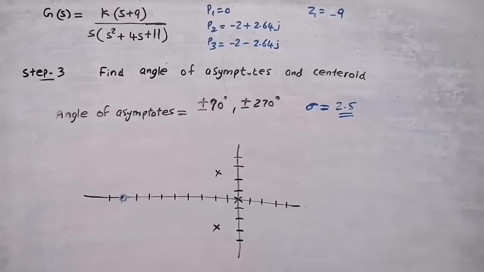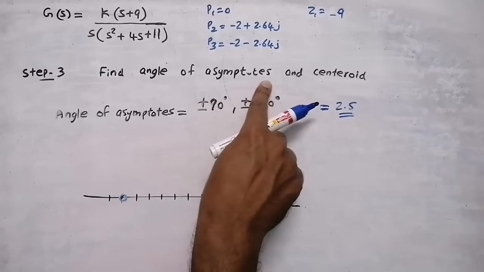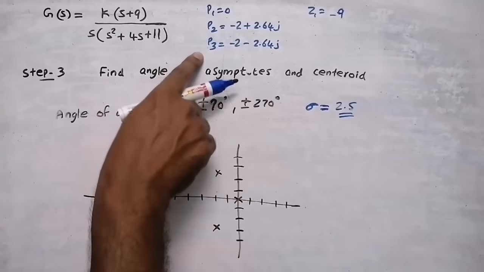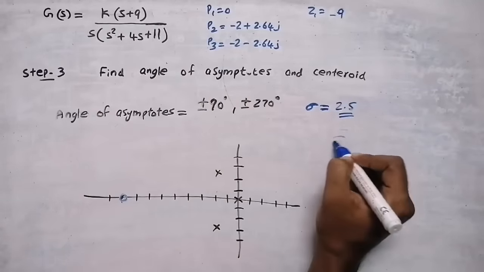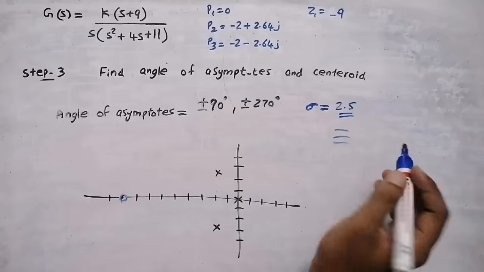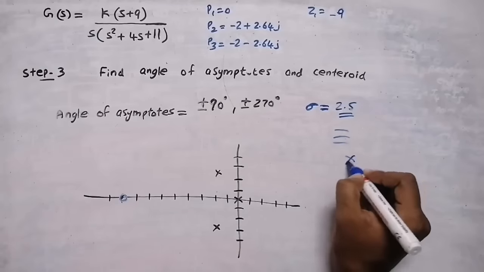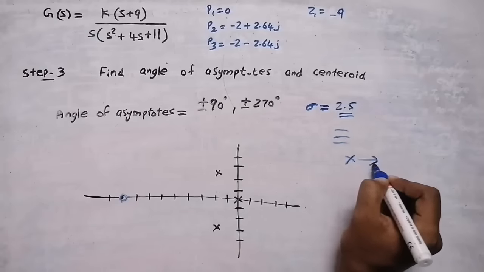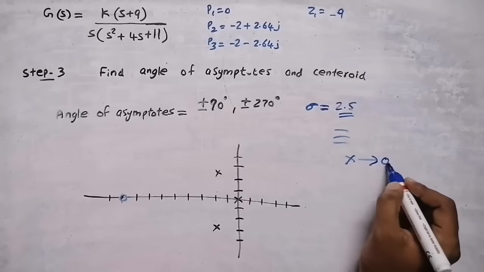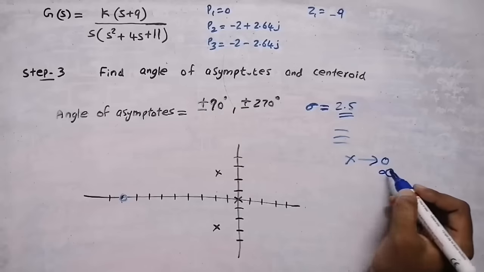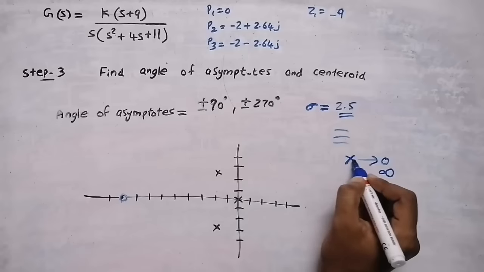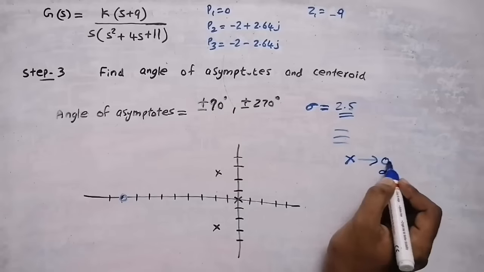Now I will tell you why we are drawing asymptotes. Here the number of poles is 3, so there will be 3 asymptotes. But we already found, listen carefully, the root locus always starts from a pole and ends at either a zero or, if there are no zeros, at infinity. Always root locus will start from pole and it will end at either 0 or infinity.